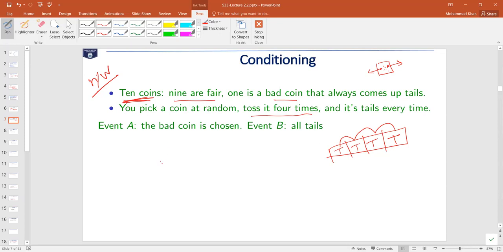So we need to find out the probability that we picked the bad coin. The probability that we picked the bad coin, given we got 4 tails in a row after picking the coin and after tossing it 4 times. So find out this probability and we'll discuss the solution next class.